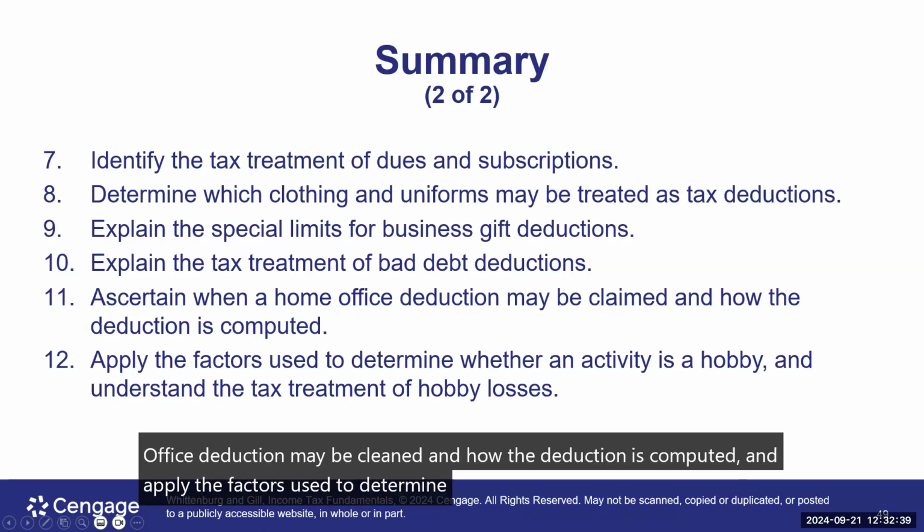an activity is a hobby and understand the treatment of hobby losses.